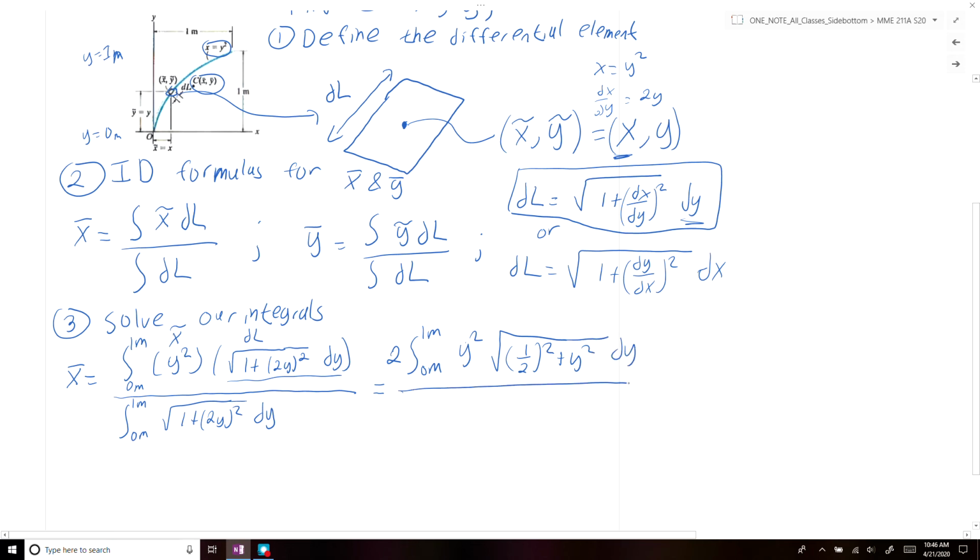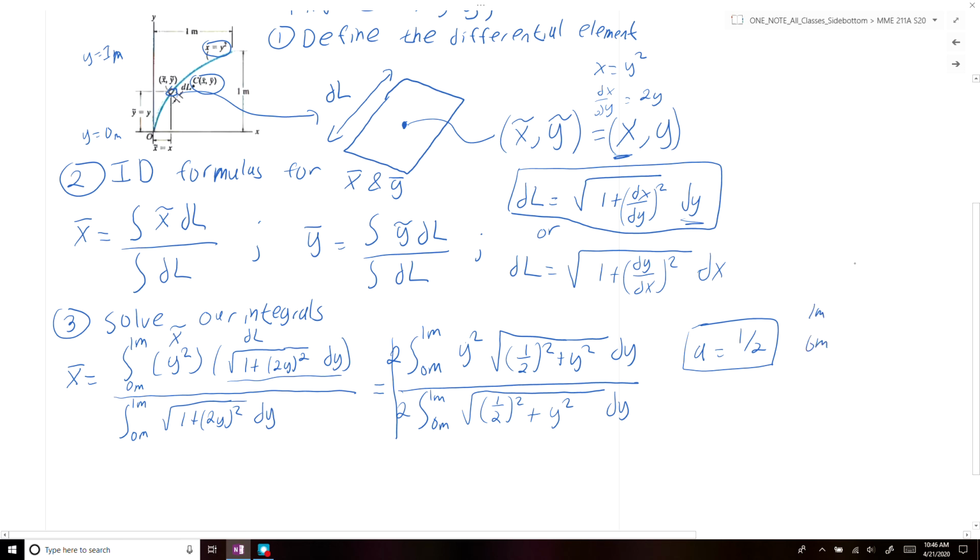On the top. And then we'd also bring out a 2 on the denominator, and we'd end up with 1/2 squared plus y squared dy. Alright, so the 2's will cancel each other out, and then in this case our a, or our constant, is going to be equal to 1/2. So if we plug that in, the bounds of our integral are 1 meter and 0 meters.